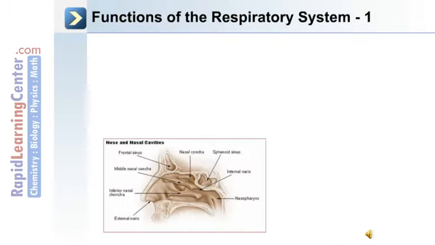The structure of the nose and nasal cavities. Superior to the nasal cavity is the frontal sinus. The nasal cavity has three major conchae: the superior nasal concha, which is the most superior one, the middle nasal concha, and the inferior nasal concha. At the posterior end of the nasal cavity is the nasopharynx.